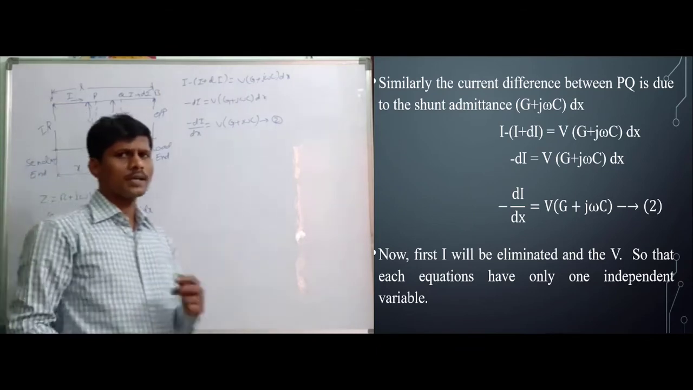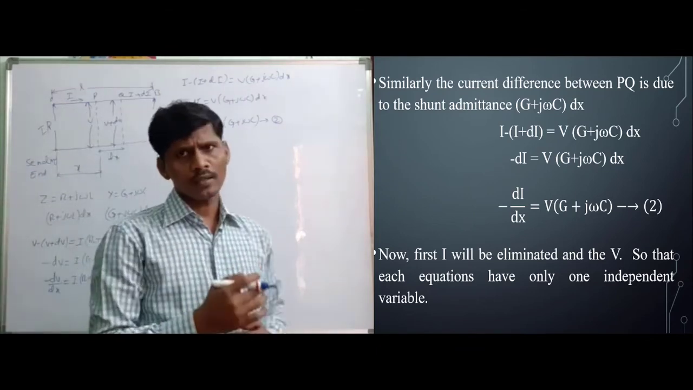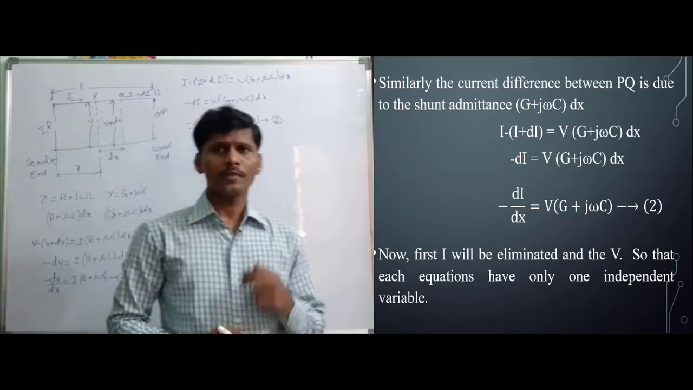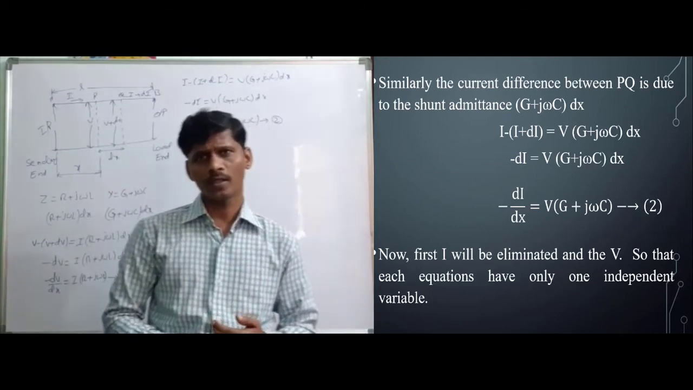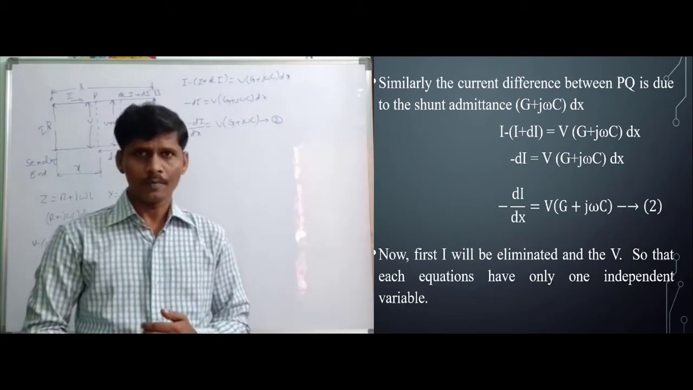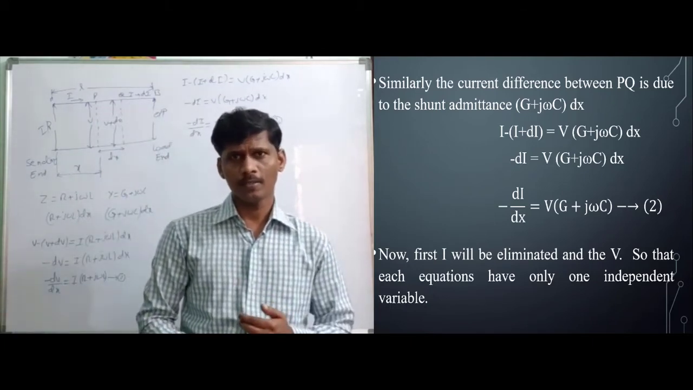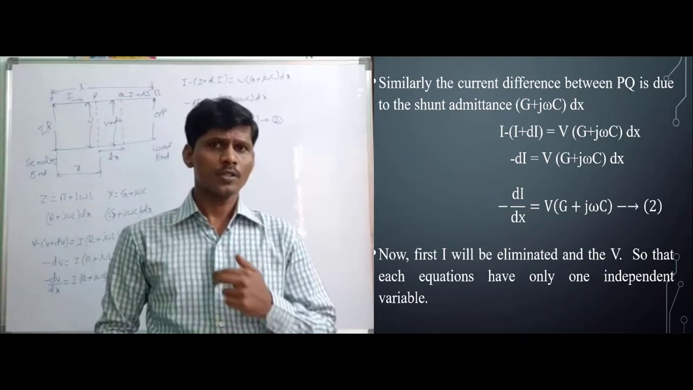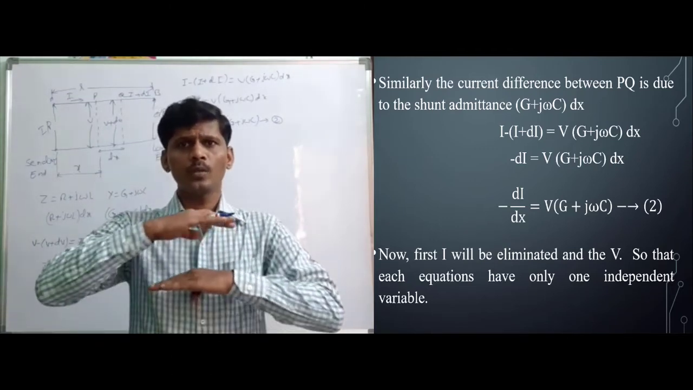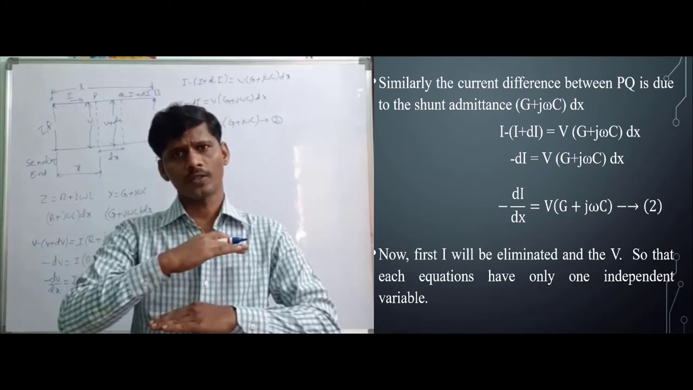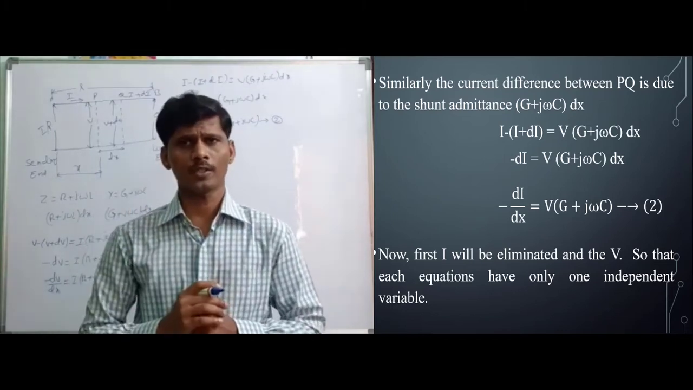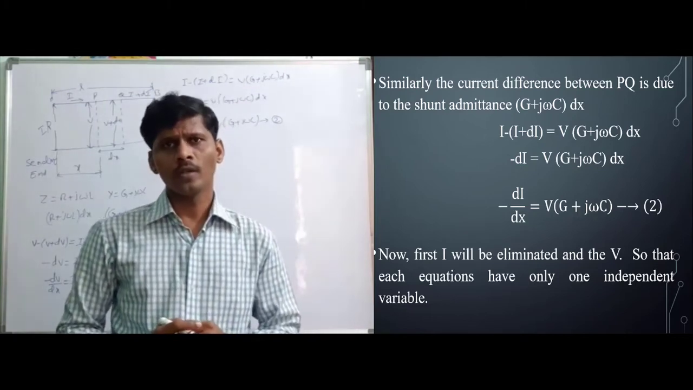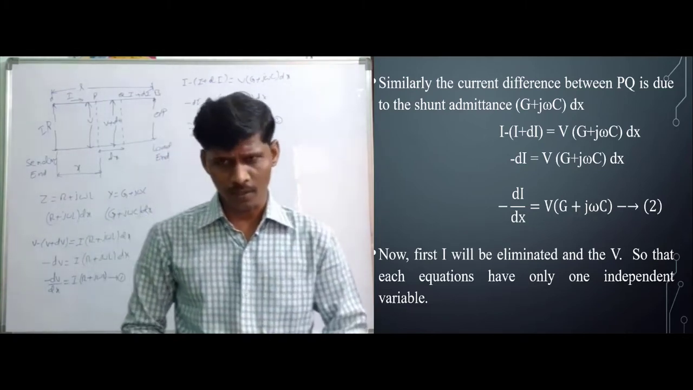So now first calculate the voltage expression. The current I will be eliminated, and after that calculate the current expression. The voltage will be eliminated. There are two ways we can determine voltage and current expressions. The first condition is that the voltage between two conductors can be considered as a constant while calculating the current expression. The current in the transmission line can be assumed to be constant while calculating voltage expressions.